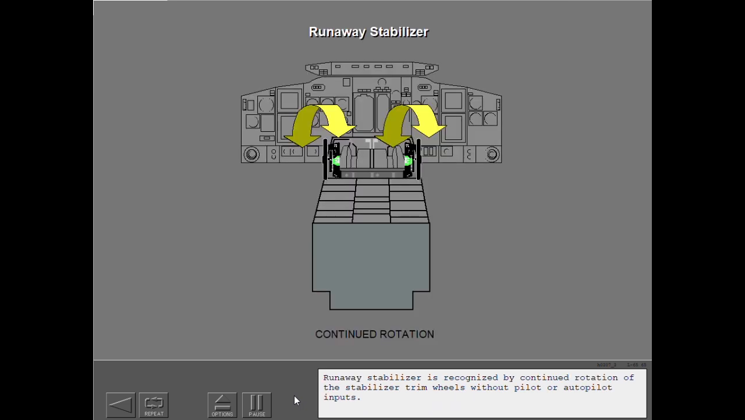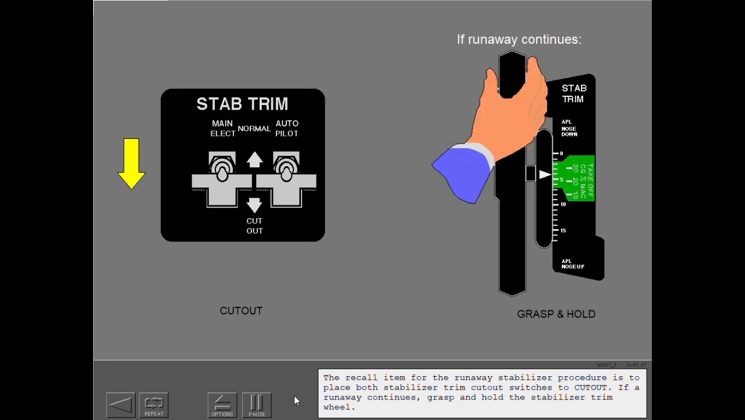Runaway stabilizer is recognized by continued rotation of the stabilizer trim wheels without pilot or autopilot inputs. The recall item for the runaway stabilizer procedure is to place both stabilizer trim cutout switches to cutout. If a runaway continues, grasp and hold the stabilizer trim wheel.